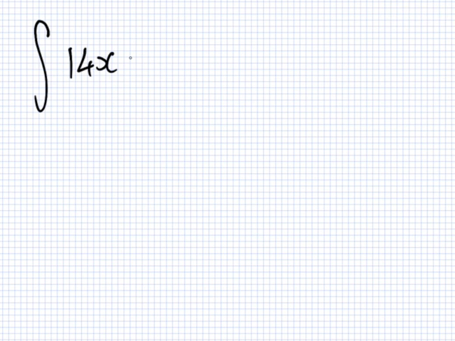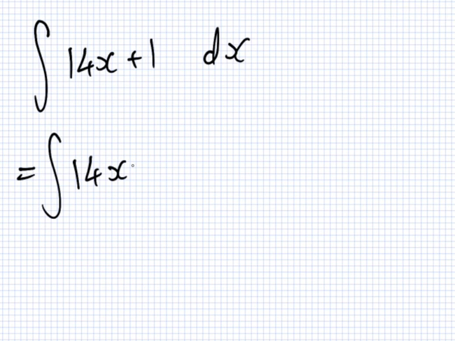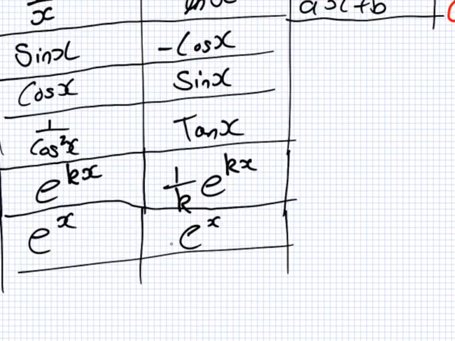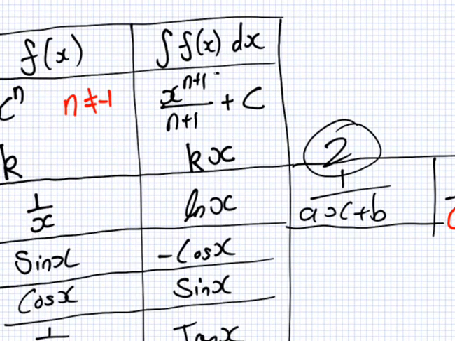e^(kx) is 1 over k e^(kx). And likewise, e^x is e^x. Did I leave anyone out? Sine, cos, we don't do tan yet. e^(log) 1 over x. I think I got them all.